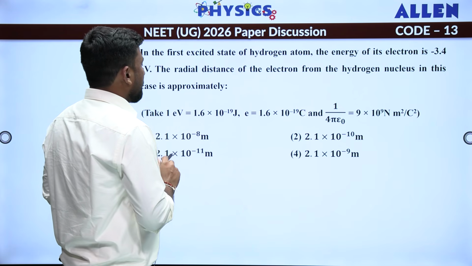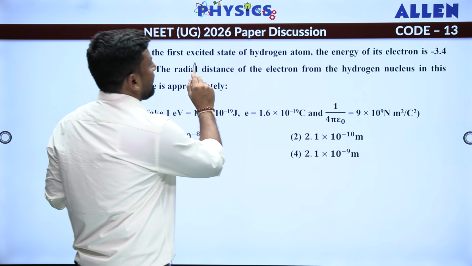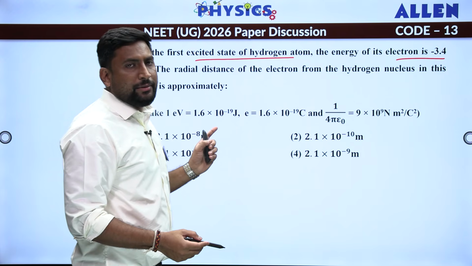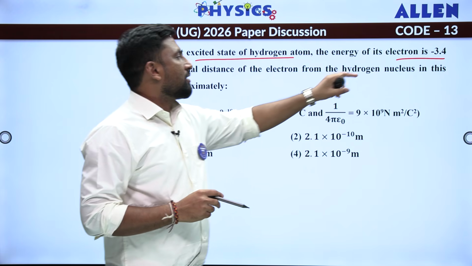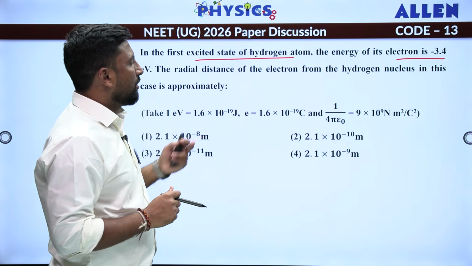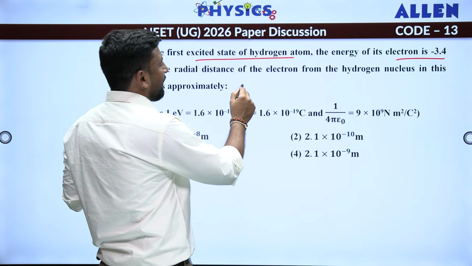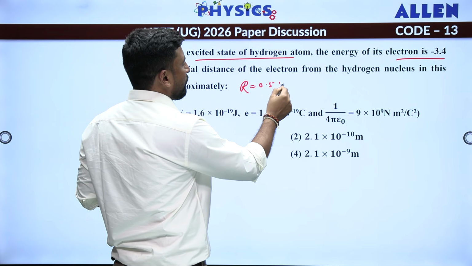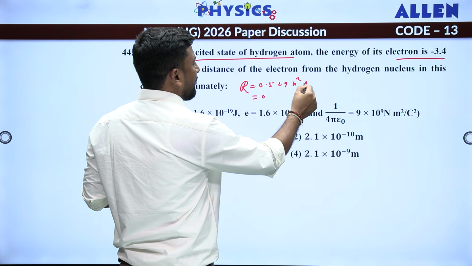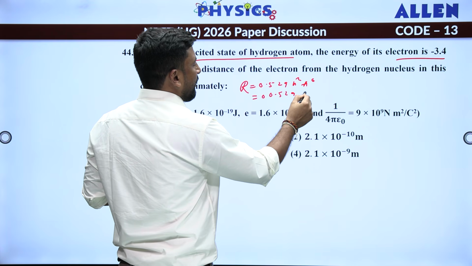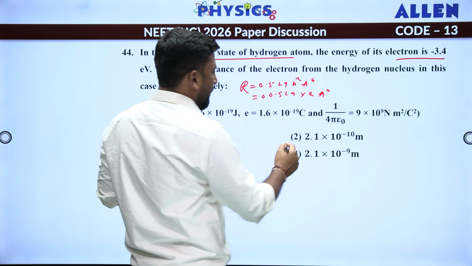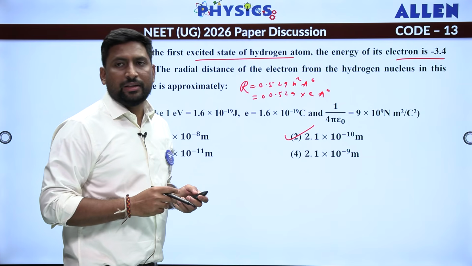Now let's move to question number 44. They are saying the first excited state, again, the atom has this much energy. So you got to know that it is a hydrogen atom, right? Because we know that in the second level, energy of the electron is 3.4 electron volt. So we have to find the radius. So radius will be 0.529 n square angstrom, it's very simple. So 0.529 into 4 angstrom. If you calculate this, it is 2 point something basically. So second option, 2.1 into 10 power minus 10 meter, right?